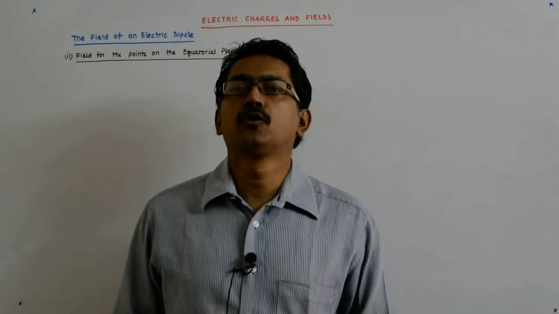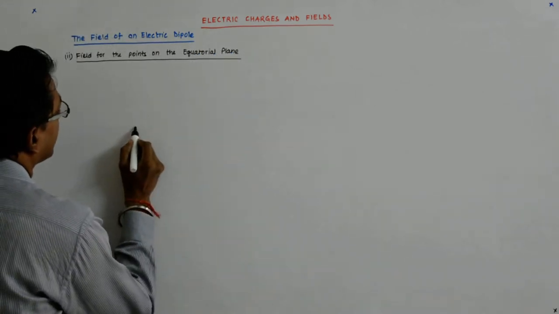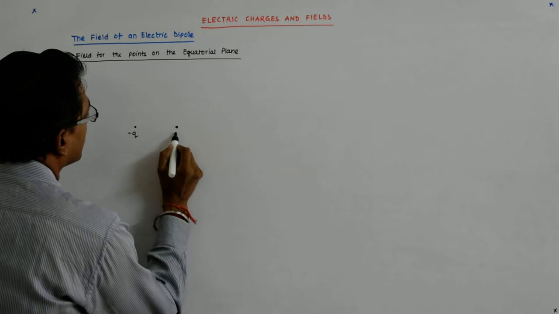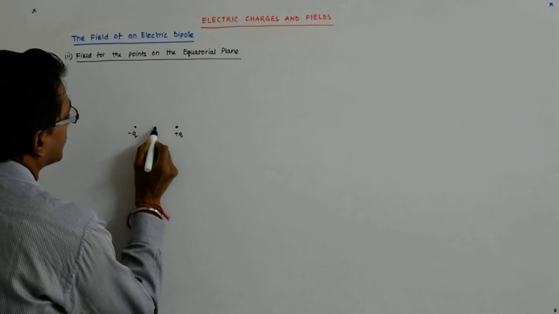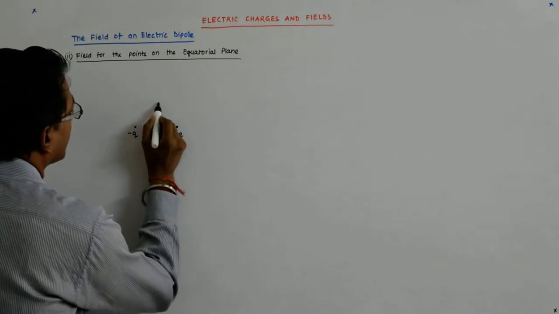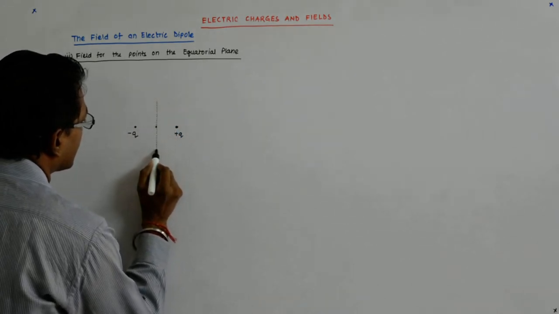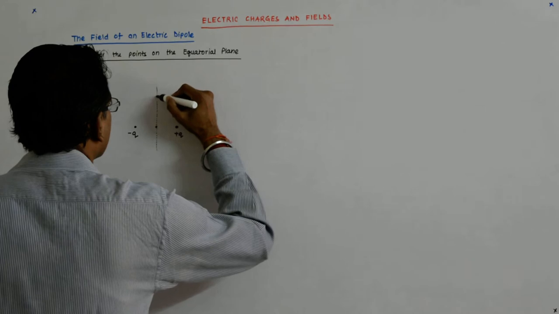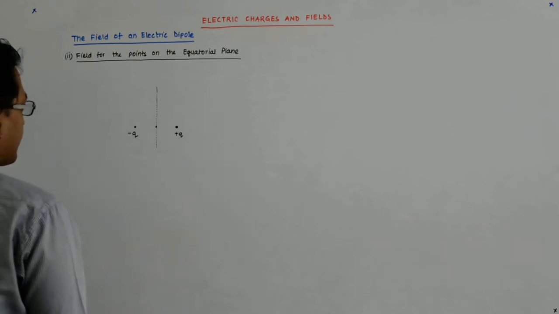Now we go ahead to find out the field on the equatorial plane of a dipole, right? So let us say again we have a dipole like this, minus Q, plus Q, and the distances are taken from the center, and since this is an equatorial plane, it is something like this. This is my equatorial plane.